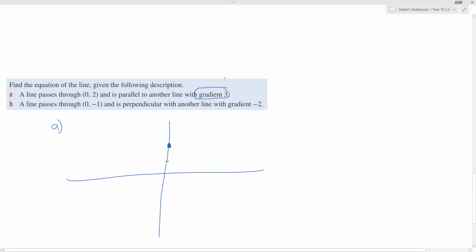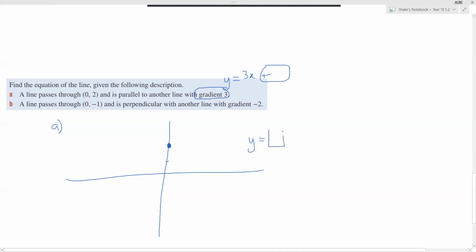What that means is this other line is going to be y equals 3x plus something or minus something. We don't know, and that's not really the point. The point is it has a gradient of 3. And the line we're trying to find the equation of goes through (0, 2), which is the y-intercept. Remember from the previous lesson, to describe any line, you have to fill in two values. The gradient is going to be 3, because it's parallel to a line with gradient 3, so y equals 3x. Then we write the y-intercept, which is plus 2. That's the equation of the line.